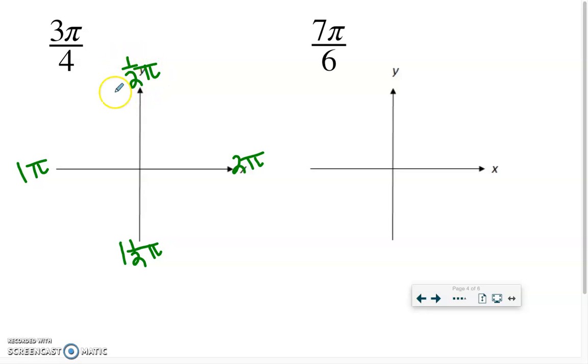And again, I want you to write these check marks or checkpoints at each axis, just so you have a frame of reference for what's going on.